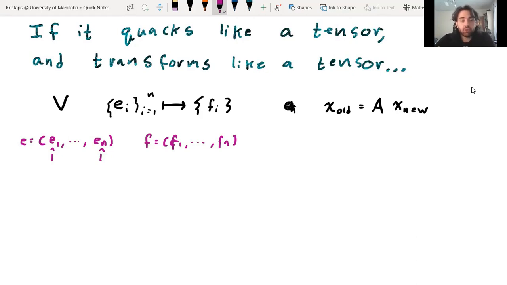So writing out this change of basis formula for these vectors, what we find is that for each individual F_i, that is equal to the sum of j equal to 1 up to n of a^j_i, and I'm going to explain this in a second, multiplied by e_j.